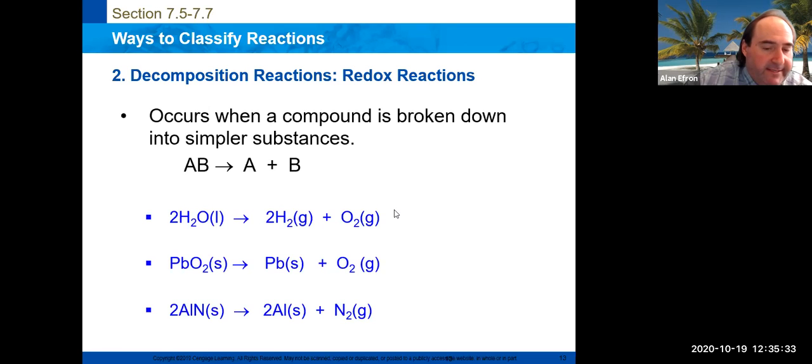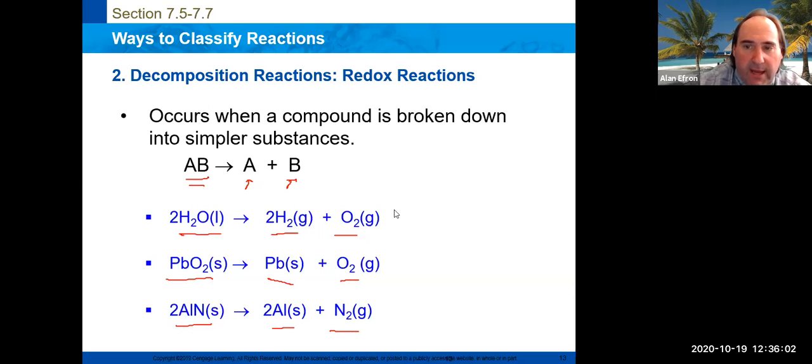So the general form for a decomposition reaction is we start with one thing and make two or more things. So if we run an electrical current over water, we will break it apart into hydrogen gas and oxygen gas. One thing makes two things. Lead(IV) oxide breaks apart into lead and oxygen. Aluminum nitride breaks apart into aluminum and nitrogen. These are all examples of decomposition reactions. One reactant making multiple things. So synthesis, combination, put it together. Decomposition, basically break it apart.